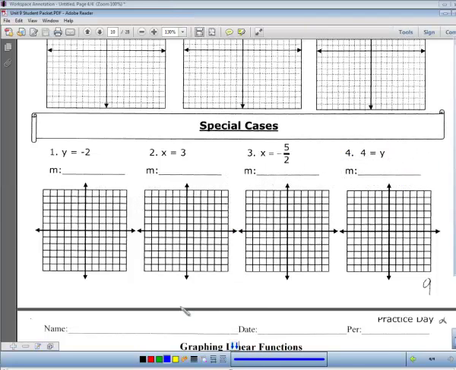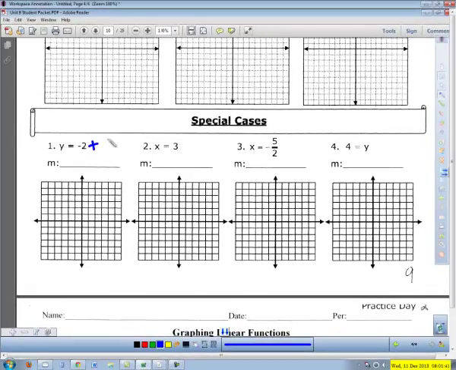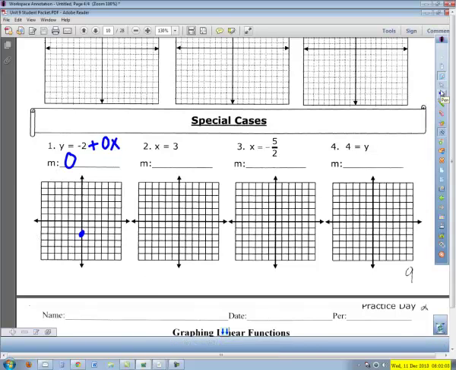Okay, let's take a look at the special cases down at the bottom of page 9. This one says y equals -2. Okay, so we don't have an x, so we can go ahead and write plus 0x if that is helpful to you. If it's not, then don't worry about it. Okay, so my m is going to be 0. My y-intercept is still -2. Okay, so I'm going to go down to -2. I'm going to plot that point. And then it's saying that I don't have a slope. So if I have no slope, then it's just going to be a line that goes straight across. And it goes right here.